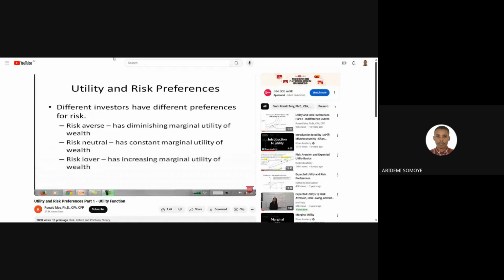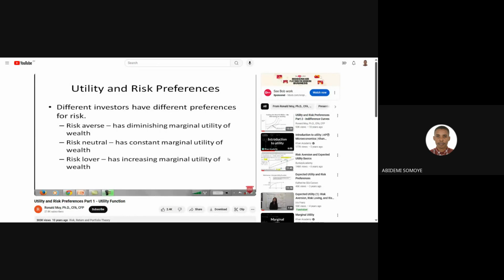Let's take a look at utility and risk preferences. Different types of investors. You can have a risk-averse investor, and that person is going to exhibit diminishing marginal utility of wealth. That means that as their wealth increases, their utility or their satisfaction increases, but at a decreasing rate. So going from having $1 in wealth to $2 in wealth brings you more extra satisfaction than going from $20,000 to $20,001 in wealth.